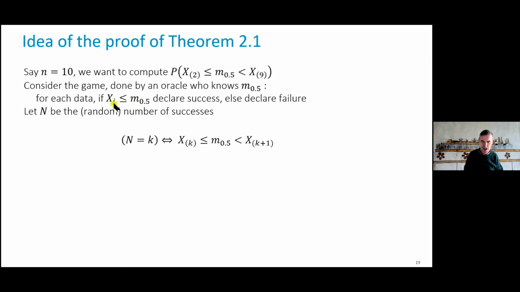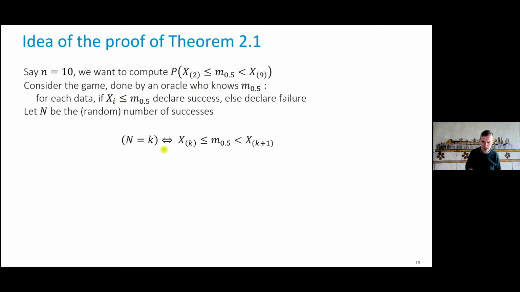One way to understand that is to consider a game played by an oracle who knows the median. Of course, we don't know it, but assume you're the oracle and you know the median value. You look at all the data points that we have seen. If the value of the data point is less than or equal to the median, you declare a success, or else you declare a failure. So of course, the probability of a success is 0.5, and the probability of a failure is also 0.5, because M0.5 is precisely the median.